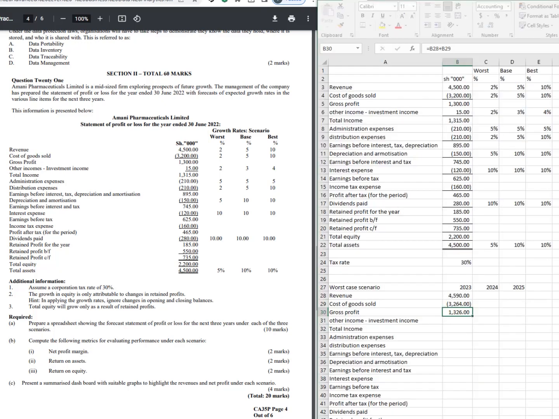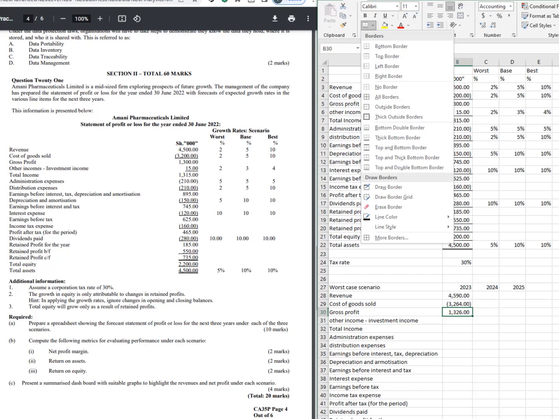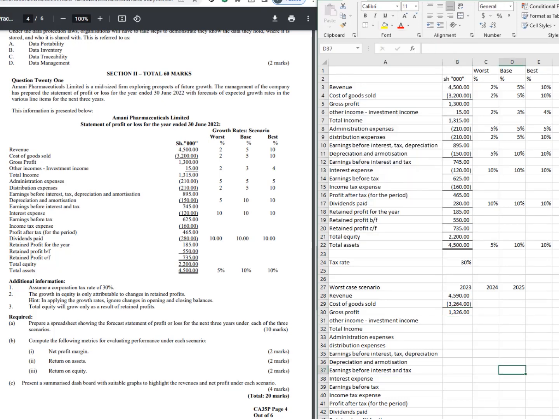We can format that here. So we want it to have the top border there to show that it is a total. Then here we have other income from investment. One trick we can do, we can simply copy this formula here, copy it down here.